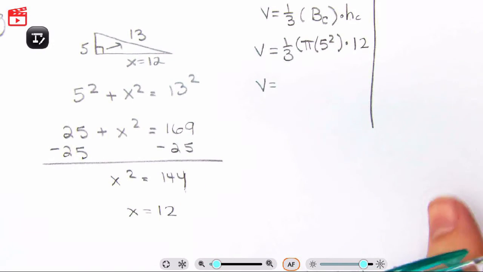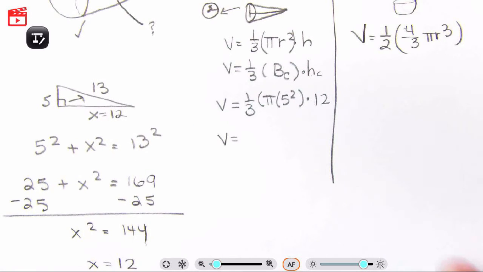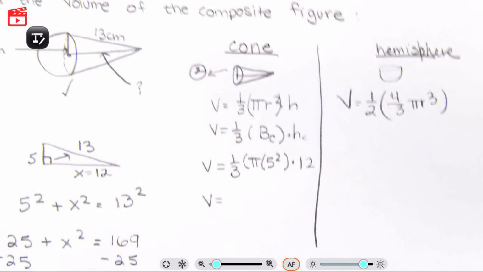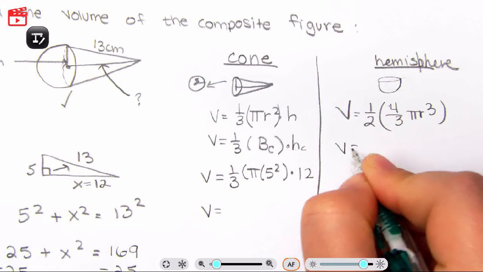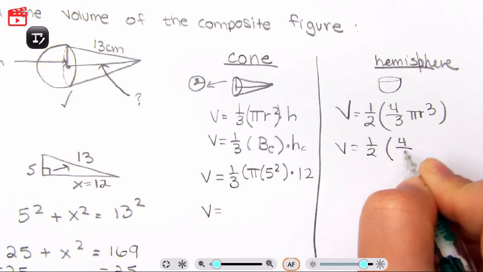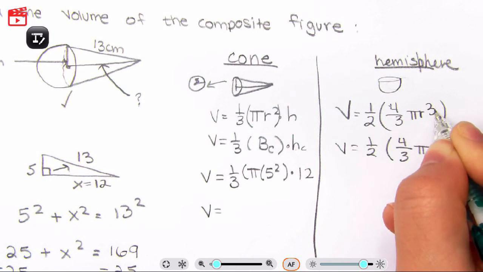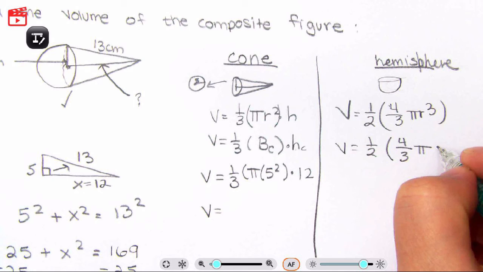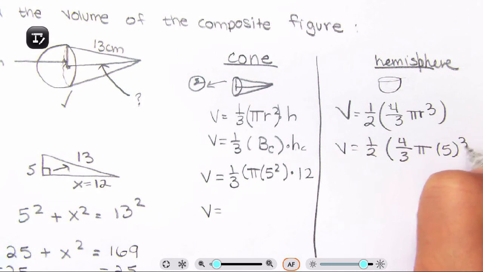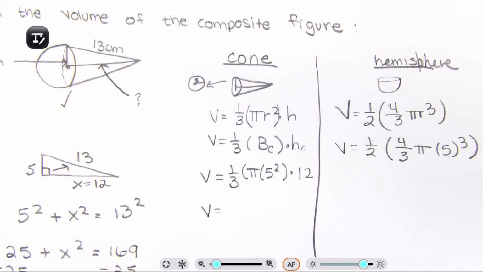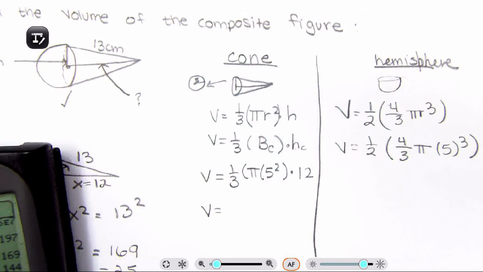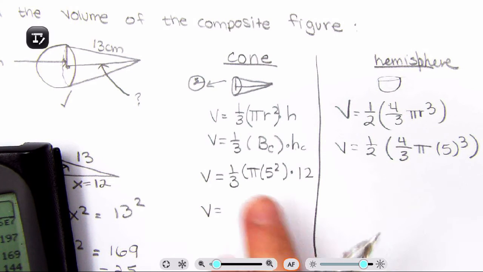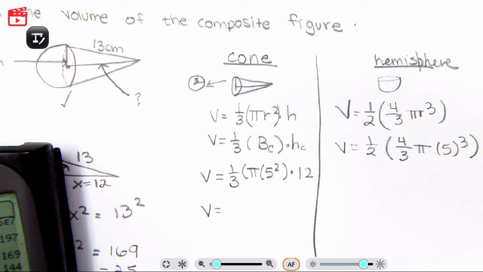Again, I'm going to wait to find the total volume just because I want to use my calculator once. Yes, I already used it here, but I'm going to hold off. Let's do the hemisphere volume is equal to 1/2 of 4/3 pi r cubed. We already know the radius is 5. We're going to cube that. And now I'm going to use my calculator. So on my calculator, I'm typing in 1/3 times pi times 25, again 5 squared, times 12.